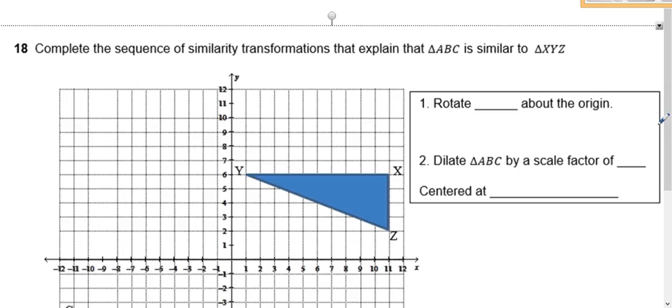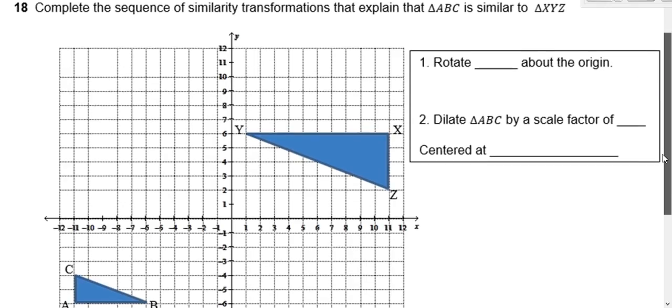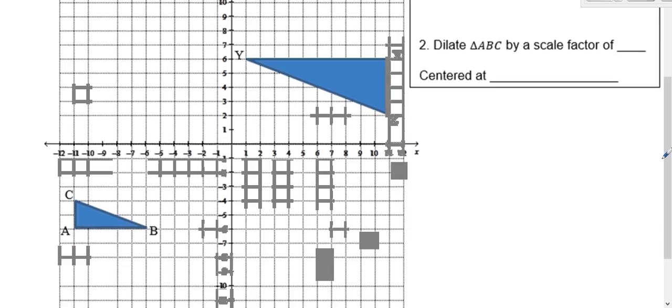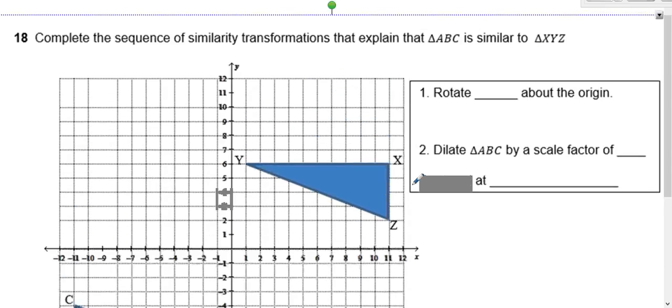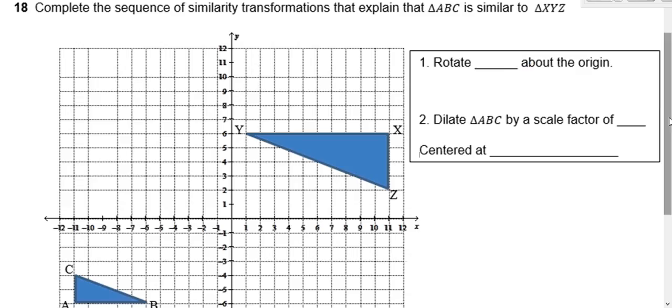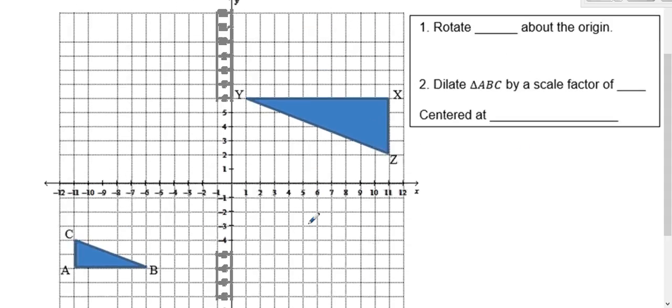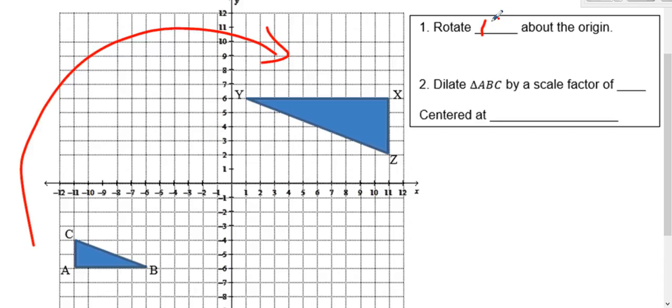So we're going to fill in the blanks here for the sequence of similarity transformations to explain why triangle ABC down here is similar to triangle XYZ. We're told we've got a rotation going on. To get from down here in quadrant 3 up to quadrant 1, that will be a 180-degree rotation. Either way, you could have gone counterclockwise also. It's still 180 degrees.